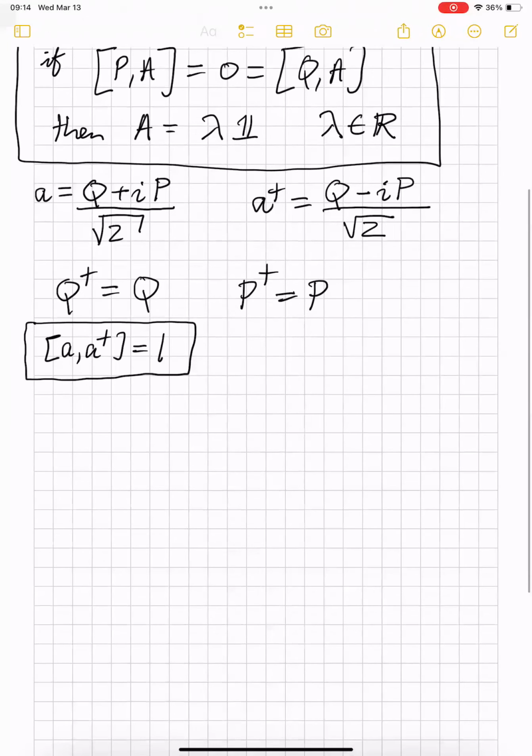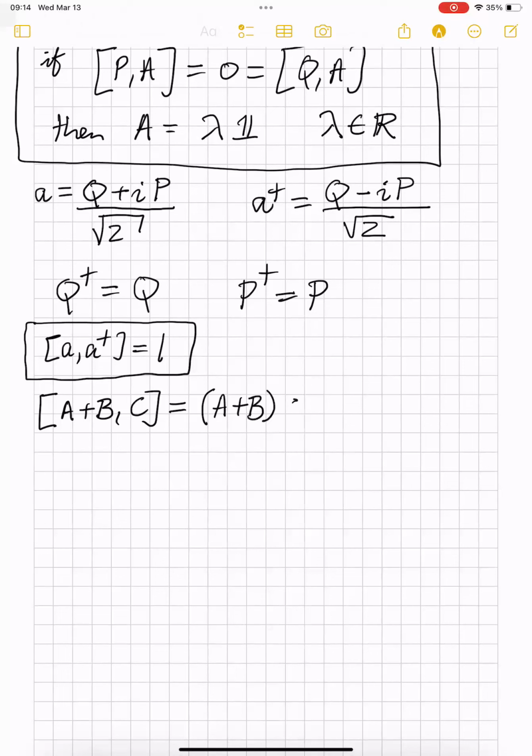So here's the first identity. If we've got A plus B, and we want to calculate the commutator with an operator C, well, if we just write out what this is, by the definition of the commutator, this is A plus B times C minus C times A plus B. And then if I multiply these brackets out, I've got AC plus BC minus CA minus CB.